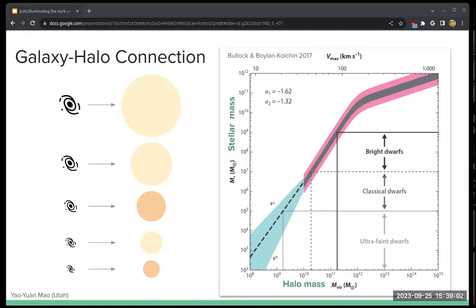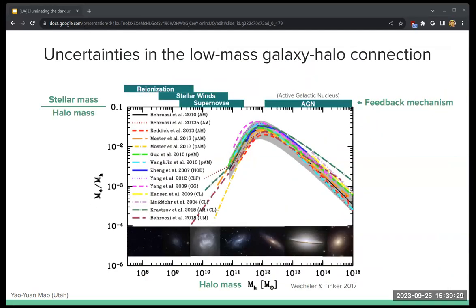But one thing I want to take away from this plot is that this connection between the stellar mass and halo mass is pretty well constrained down to about the LMC, Large Magellanic Cloud scale. Below that, we start to become more and more uncertain of what kind of galaxies live in what kind of halo. Okay, so if I take this plot and replot it so that the y-axis is the stellar mass divided by halo mass, this is what it would look like. It's still the same plot, but I'm just plotting the ratio on the y-axis.